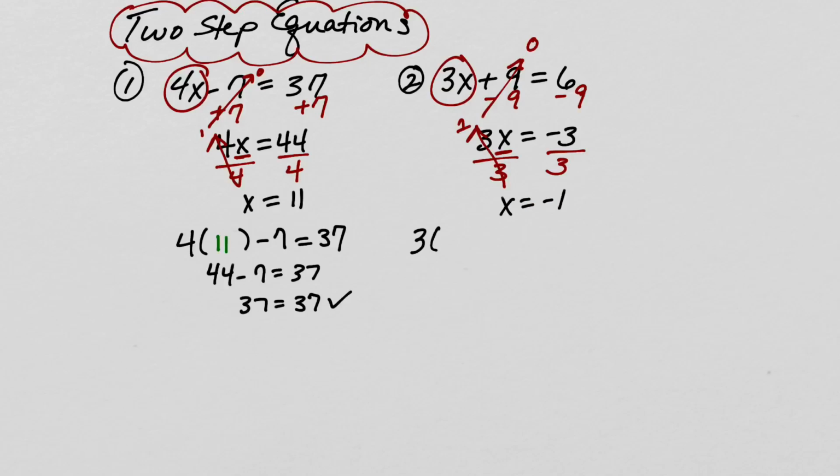Then 3 times something plus 9 equals 6. I'm going to check my answer, which was negative 1, by substituting it in. That's negative 3 plus 9 equals 6. Negative 3 plus 9 is 6. 6 equals 6. And it checks out.